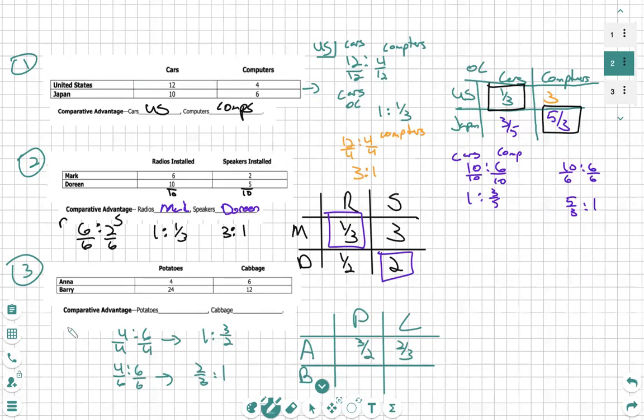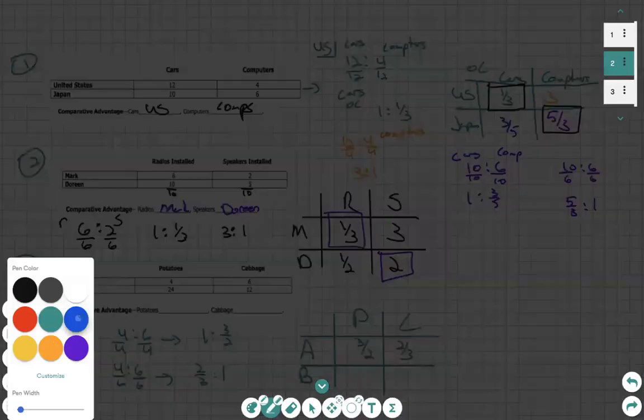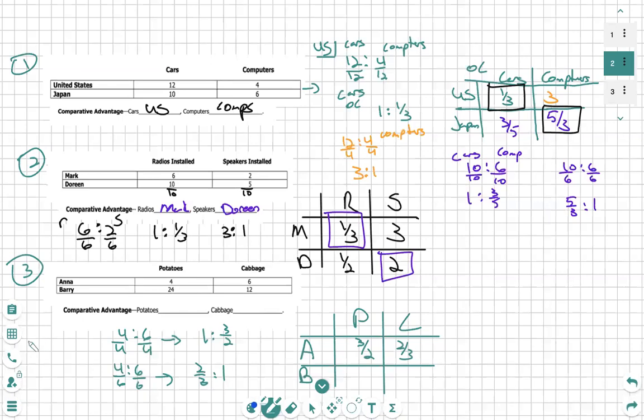Then we're going to do Barry. Barry is 24 to 12. Divide both by 24. We see that is 1/2. When we divide both by 12, we get 1 to 2. So for potatoes, 1/2. And for cabbages, 2.